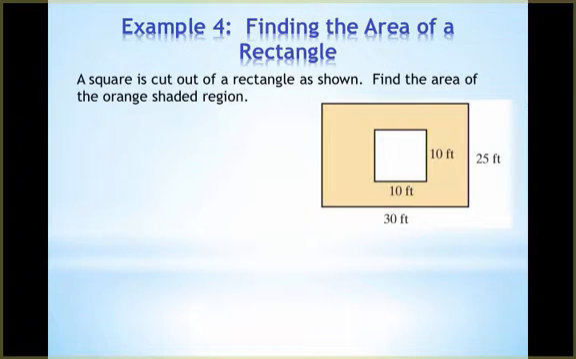Example 4 asks us to find the area that's been cut out of a rectangle. So what we're looking for is this shaded area. So I'm going to think of this as a rectangle minus a square.